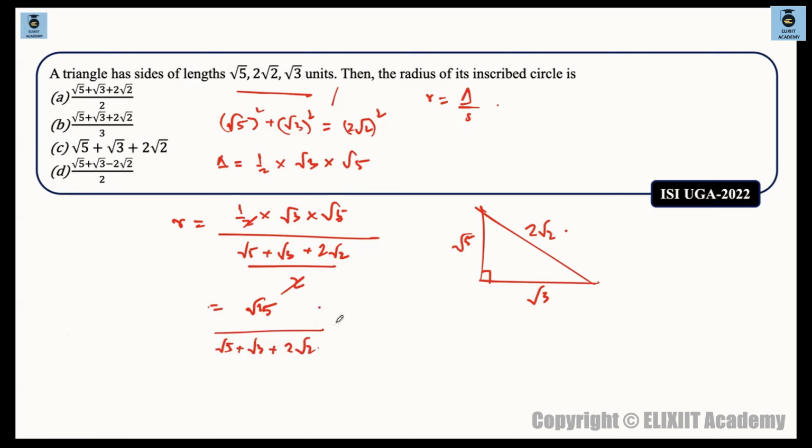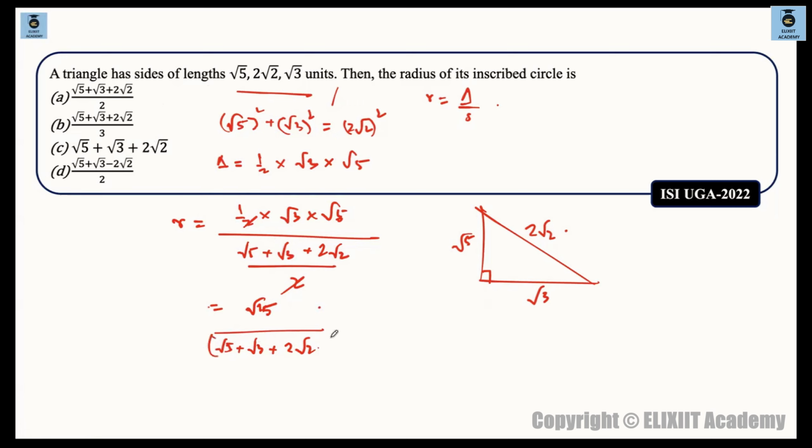This √15 by √5 plus √3 plus 2√2. So we have to rationalize this thing. √5 plus √3, 2√2 are in all of these options, and this extra √15 is there. So we have to see from here, we have to rationalize from here itself.